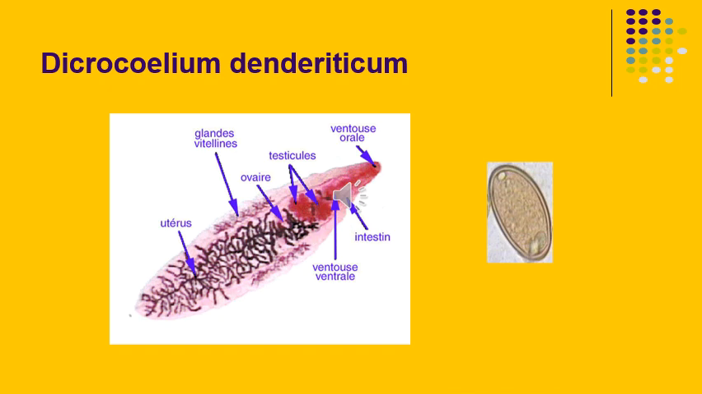In the right picture, you can see the egg of Dicrocoelium. If you have a good look at this egg, you can see that it has 2 layers and an ovum inside, and it is asymmetric in length.